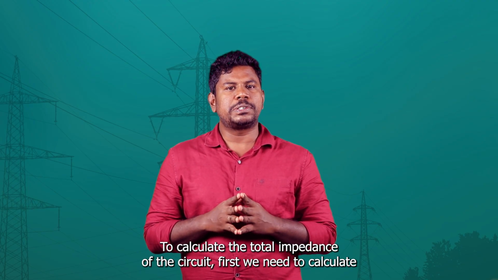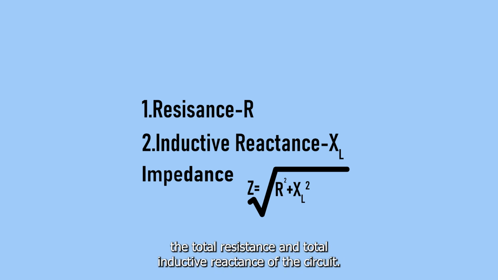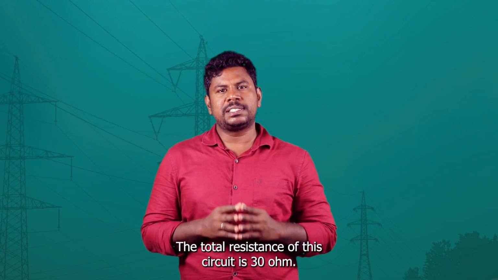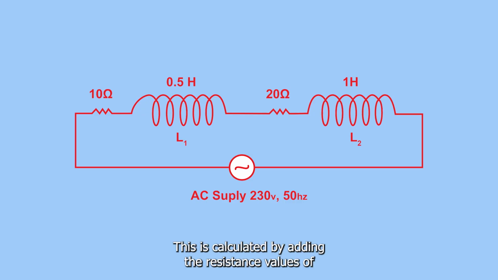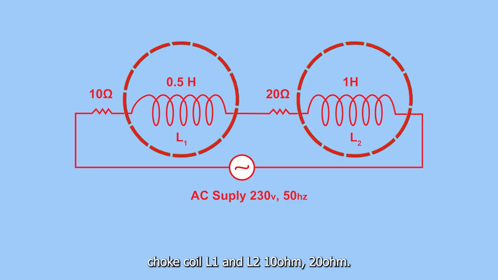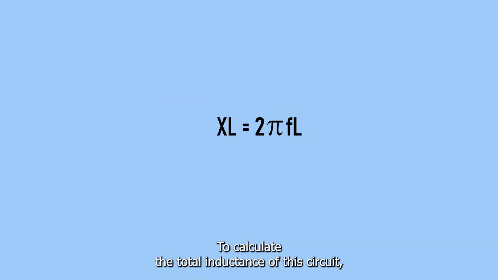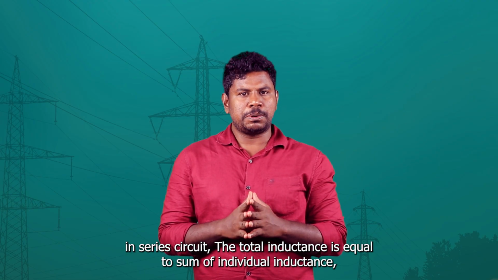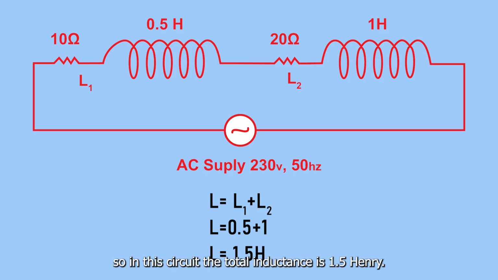To calculate the total impedance of the circuit, first we need to calculate the total resistance and total inductive reactance of the circuit. The total resistance of this circuit is 30 ohm. This is calculated by adding the resistance values of choke coil L1 and L2, 10 ohm and 20 ohm, as in a series circuit the resistance values are always additive. To calculate the total inductive reactance, we need to calculate the total inductance. In a series circuit, the total inductance is equal to the sum of individual inductances. So in this circuit, the total inductance is 1.5 Henry.